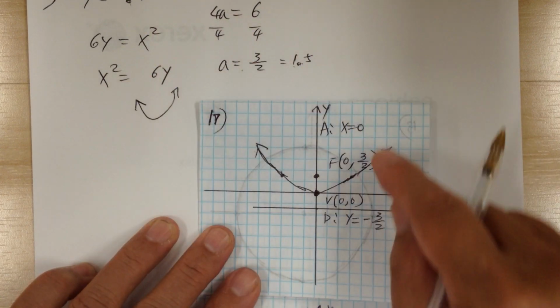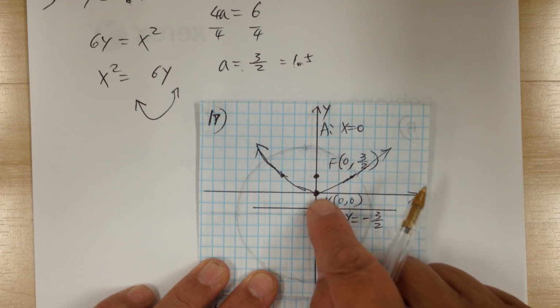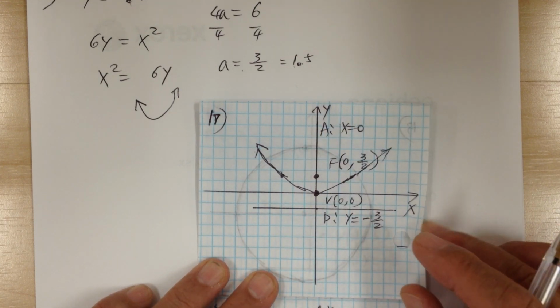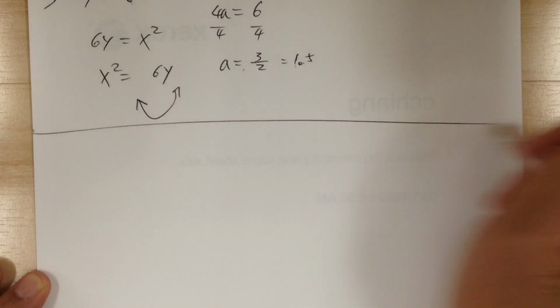Okay, so again, here's all your information, and here's your graph. Okay, so you can make sure you label everything. You label the coordinates of everything. Okay. Let's go to next one.